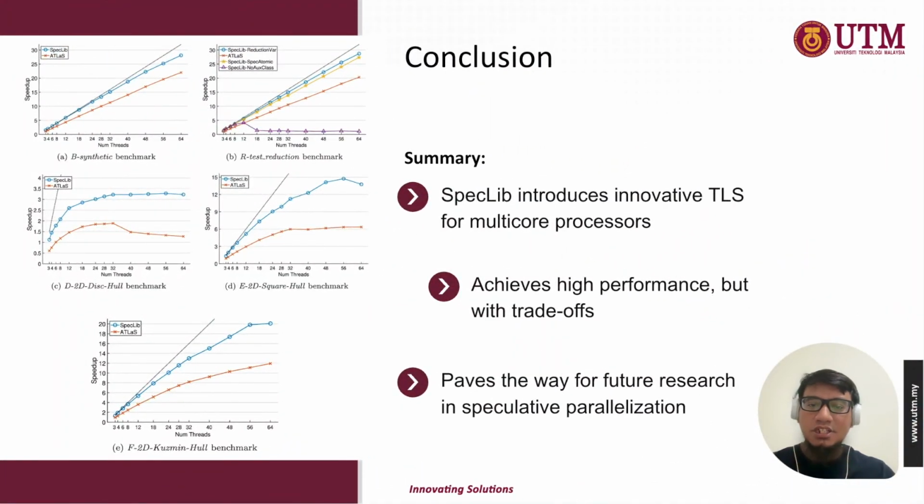Conclusion. Speclib introduced an innovative thread-level speculation approach for multi-core processors and it achieved high performance, but with some trade-offs. This paper paves the way for future research in speculative parallelization.